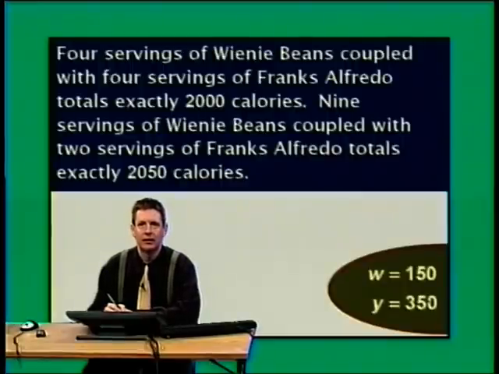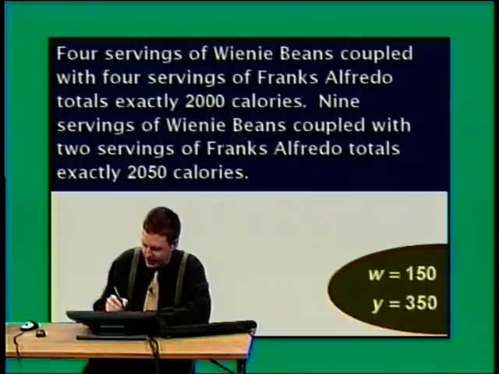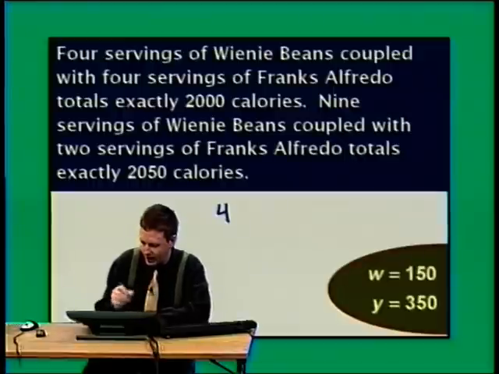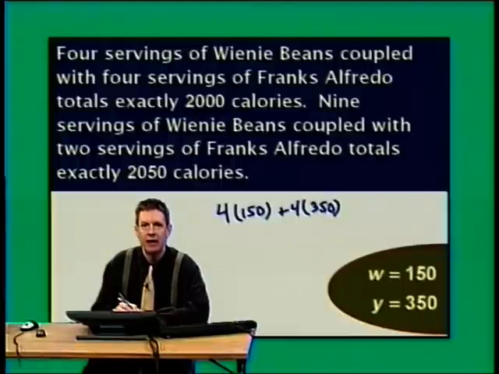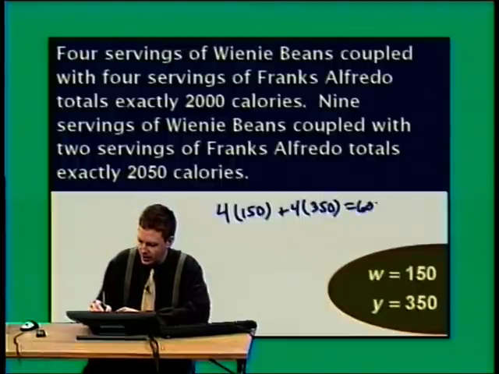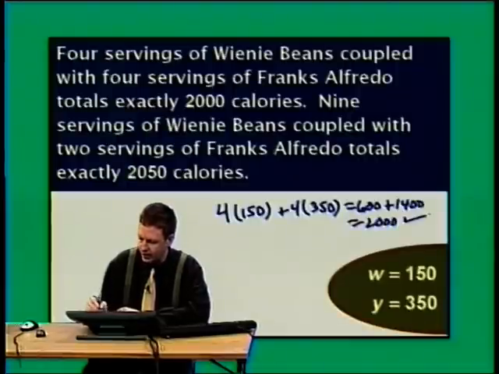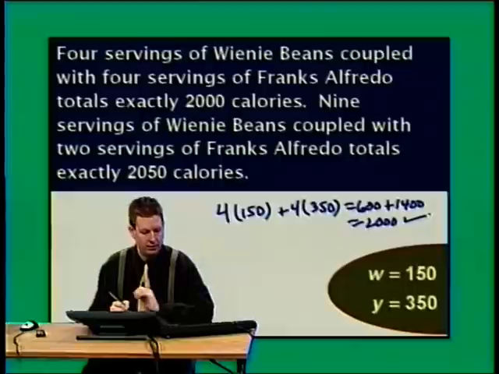Let's check. We were told that four servings of Weenie Beans coupled with four servings of Frank's Alfredo totals exactly 2,000 calories. So let's see, if we take our four servings of Weenie Beans and multiply by 150 calories per serving plus four servings of Frank's Alfredo multiplied by 350 calories per serving, that gives us 600 plus 1,400, which is 2,000. So our first sentence checks.